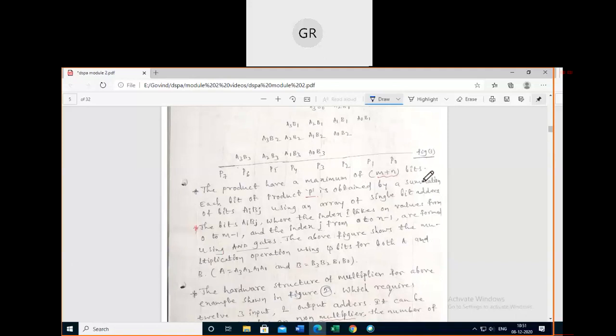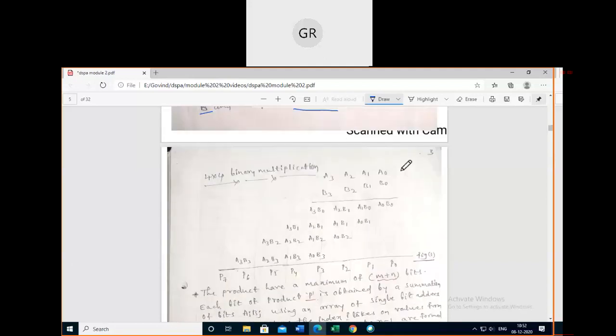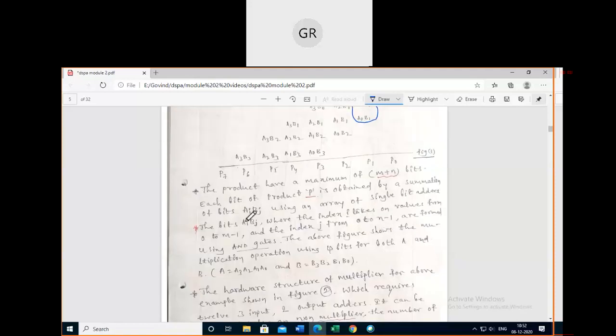Each bit of product P is obtained by a summation of bits Ai Bj using an array of single bit adders. See here, this product term Ai Bj. Here we will get a partial product term by adding these Ai Bj. The bits Ai Bj, where the index i takes a value from 0 to m minus 1 and the index j from 0 to n minus 1, are formed using AND gates.